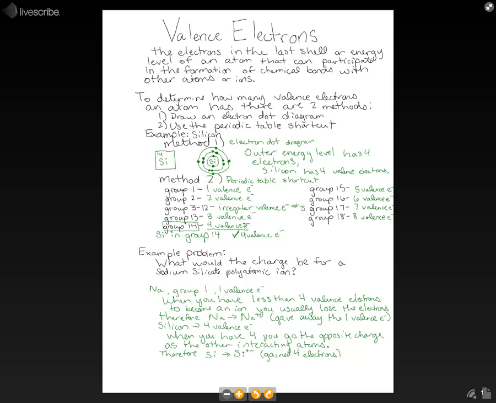Now we just need to add these two ions together. So we have sodium plus silicon 4-, and when we add those, we're going to get sodium silicate. Those charges just add, so you have plus and 4-, and you're just going to get 3-. So your polyatomic ion there is sodium silicate, which is a 3-.